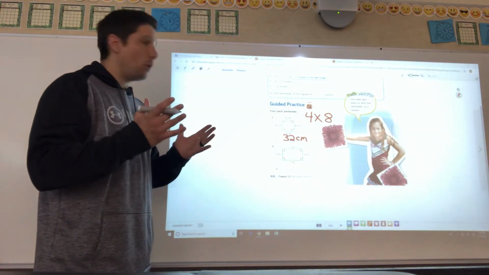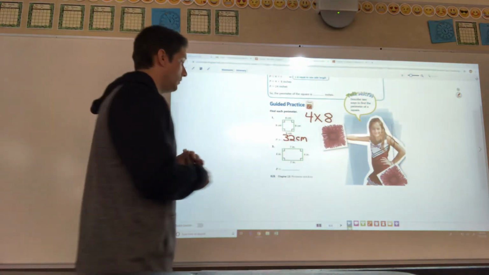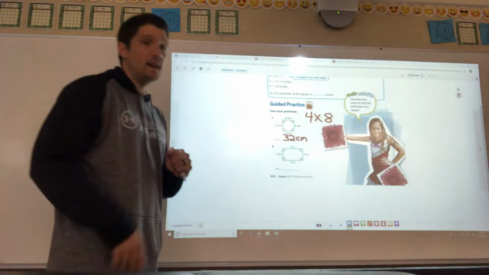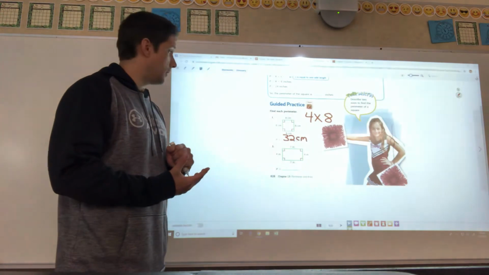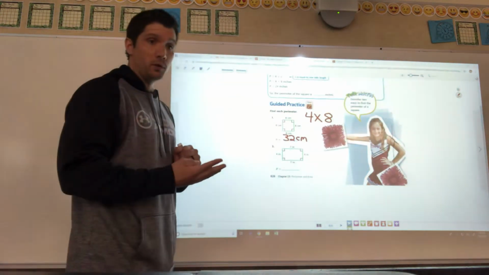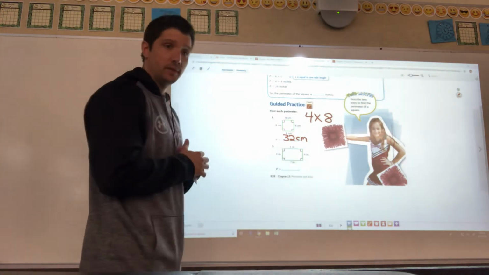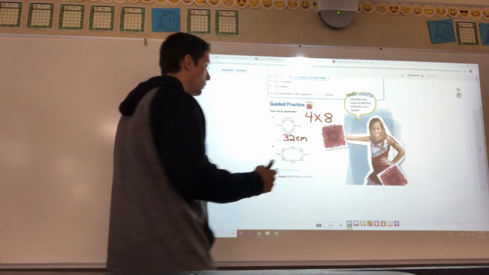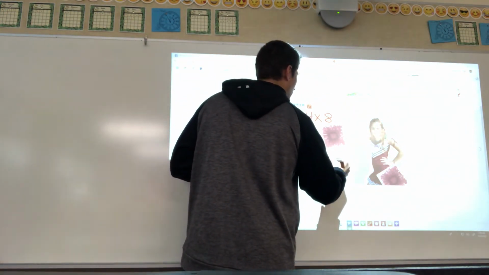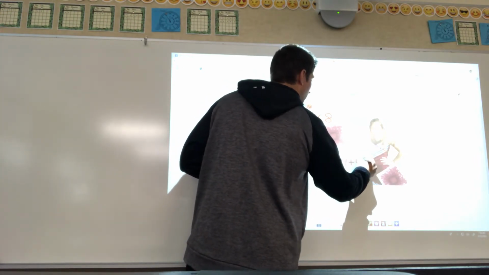And that's it for number 1. Next we have a rectangle for number 2. We have 4 inches, 7 inches, 4 inches, 7 inches. We cannot multiply these by 4 because obviously we don't have all 4 of the same sides. So we just simply have to add up the distance around this figure. So we are adding 7 plus 7 plus 4 plus 4.